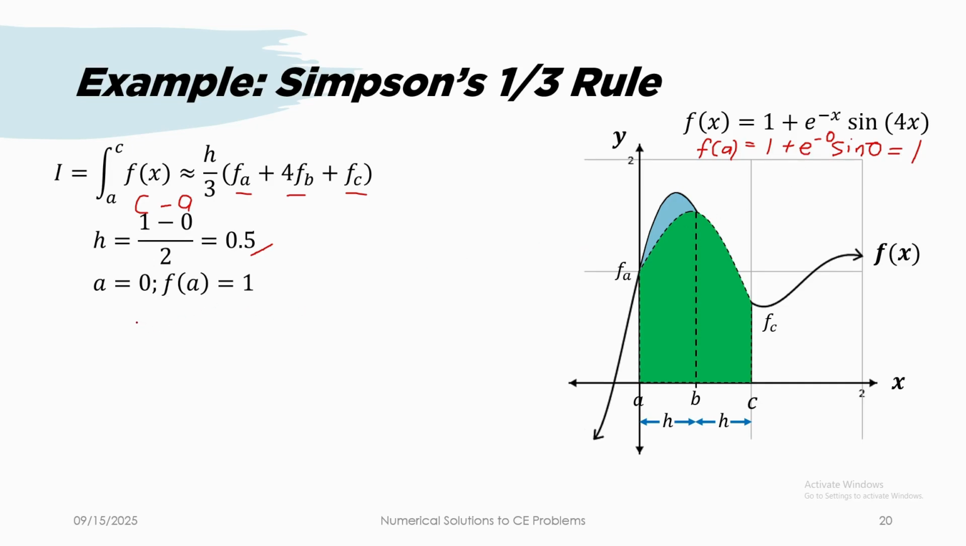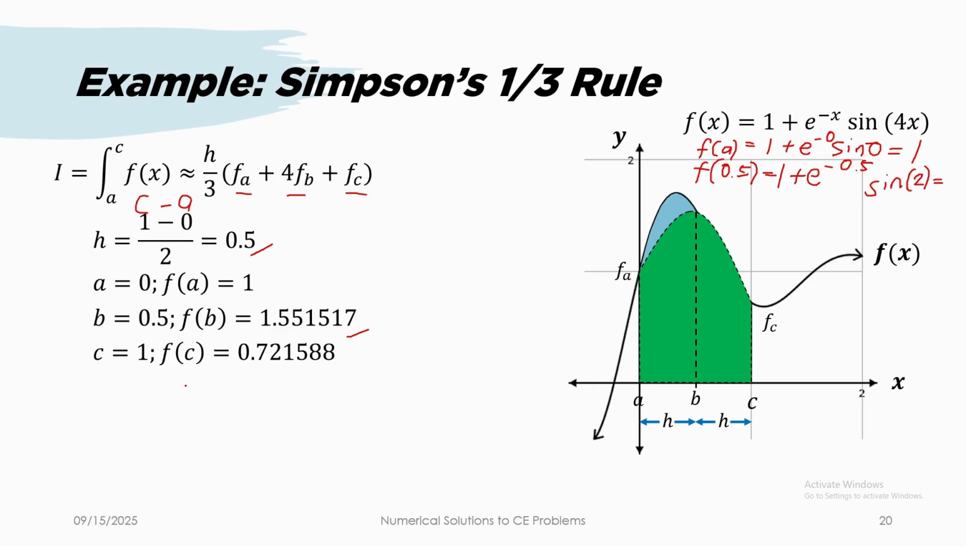Then we get the function value at b. Since b is in between a and c, that's just the average of a and c. We plug in b to the function. That's just 1 plus e raised to negative 0.5 sine 2. And that would lead us to a value of 1.551517.